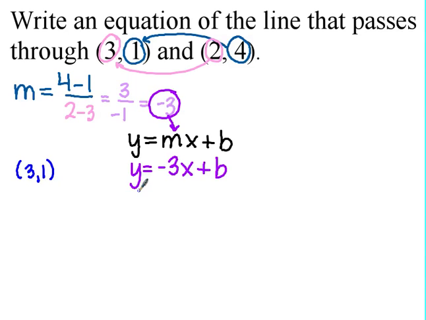So in place of y, I'm going to put, in place of x, I'm going to put 3. And it might help for you to write that point just to the left of the equation as I did, so that you can see easily what the x and the y values are. Negative 3 times 3 is negative 9.